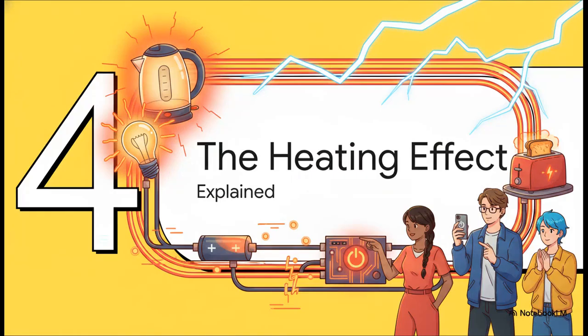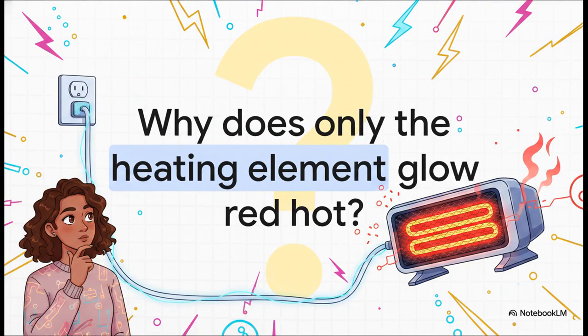Now for Section 4, explaining the heating effect. Okay, consider this everyday mystery. You plug in a little space heater. The cord carrying the electricity from the wall to the heater stays completely cool to the touch. But inside, the heating element is glowing red hot. If the exact same electric current is flowing through the whole appliance, why does only the coil turn red hot while the cord stays totally cool?